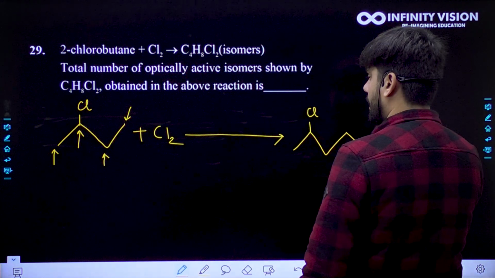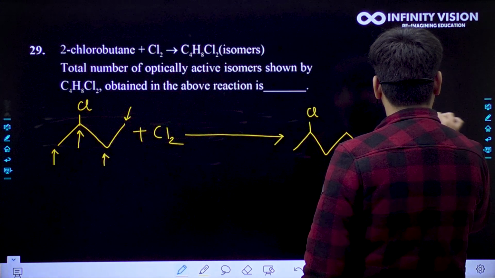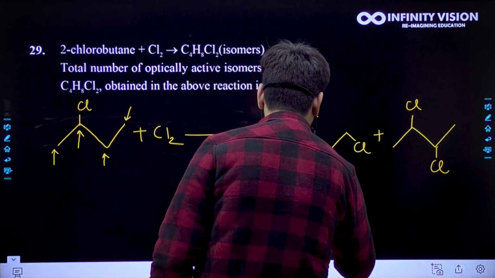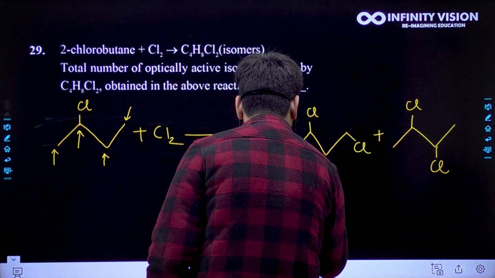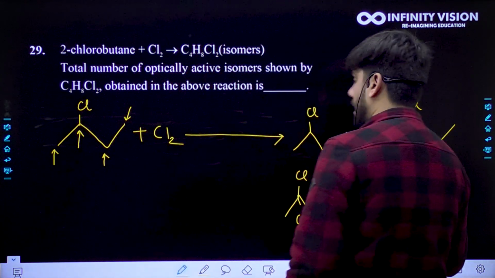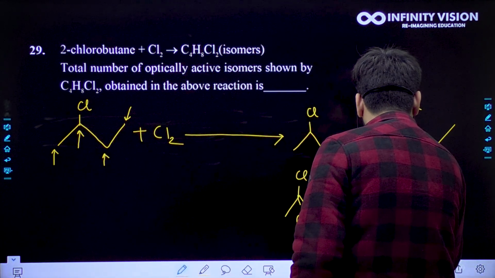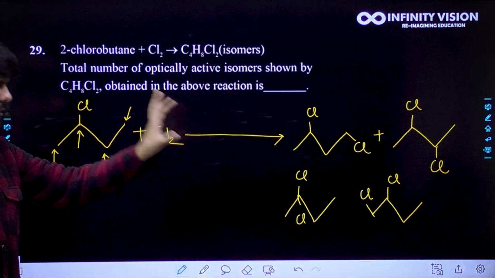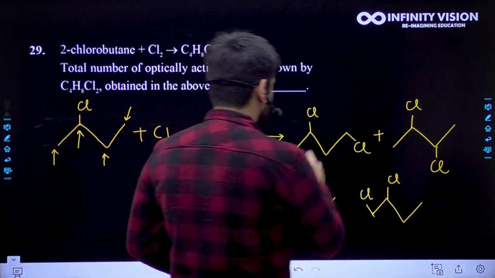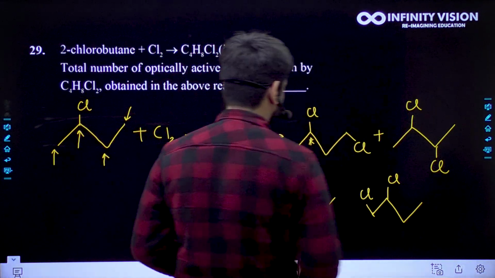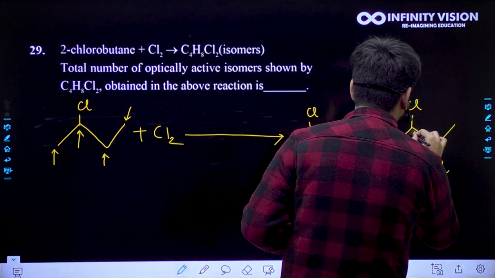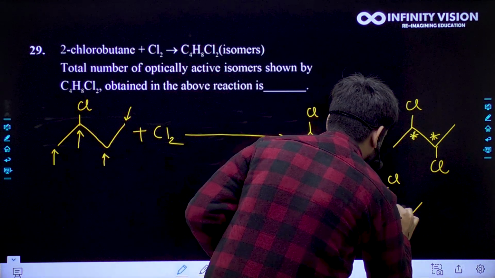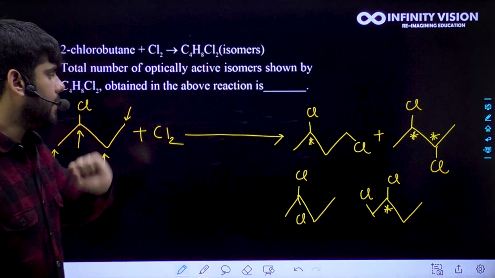1. This is 2. Then 3. And let us substitute over there. 4. Right? Let us see the chiral centers. How many chiral centers do we have? We have the chiral center over here, we have the chiral center over here, and this too. Here we have this, and here we do not have any chiral center.